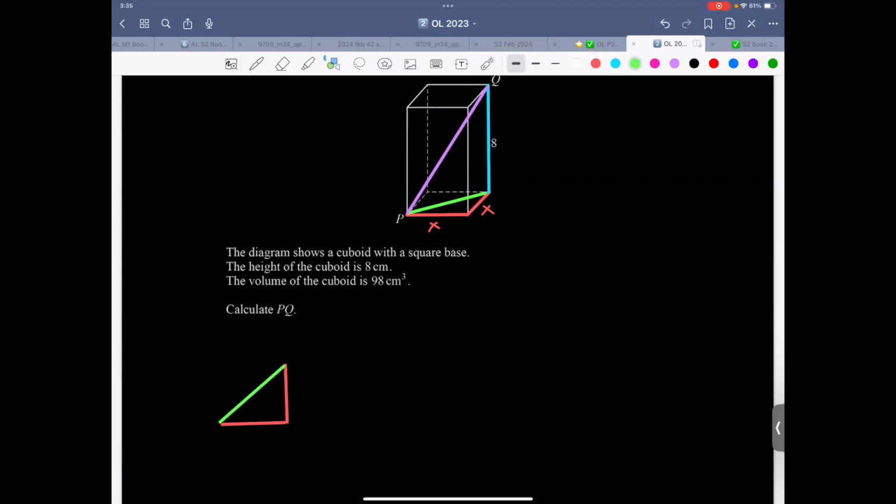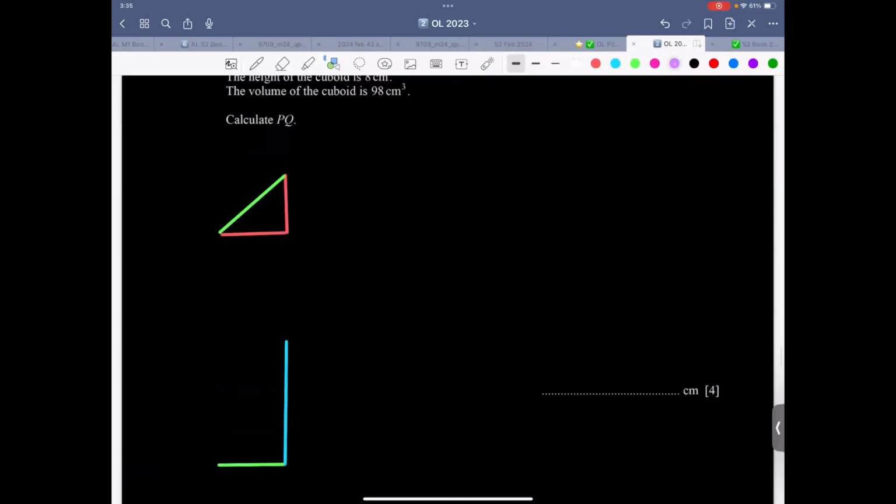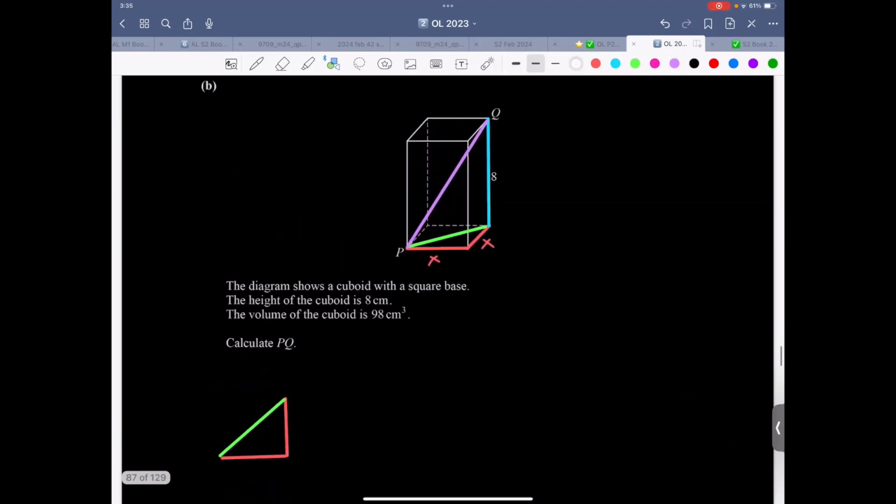And then I see a green and a blue. So I see a green and then a blue. And then a purple one. Now, these diagrams are very, very necessary for you to draw. So first of all, let me say that the volume of this prism, that is X into 8. Volume is 98. That is X square into 8. So therefore, the value of X comes out to be, after the square root, 3.5 centimeter.